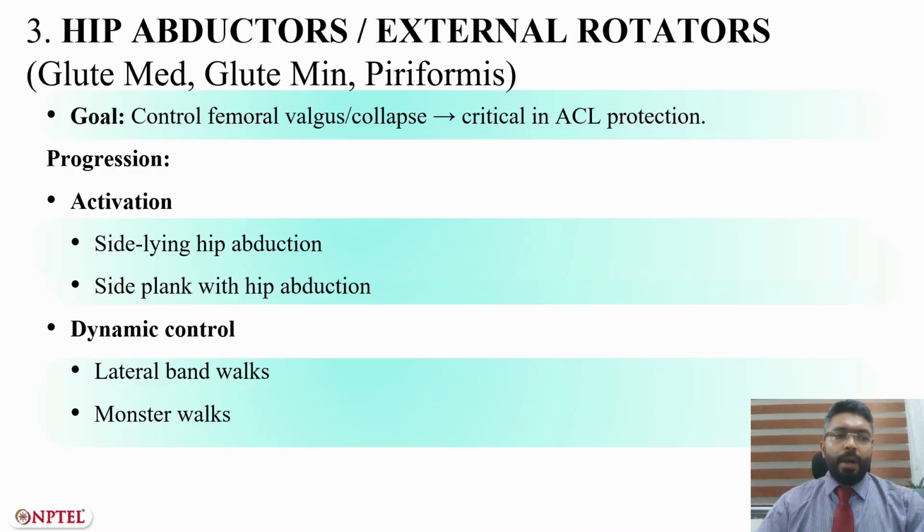How to strengthen the hip abductors and external rotators, which consists of gluteus medius, minimus, and piriformis muscles. The goal is to control the femur bone movement, which is critical in ACL protection. We will progress from muscle activation exercises to dynamic control exercises and functional movements.